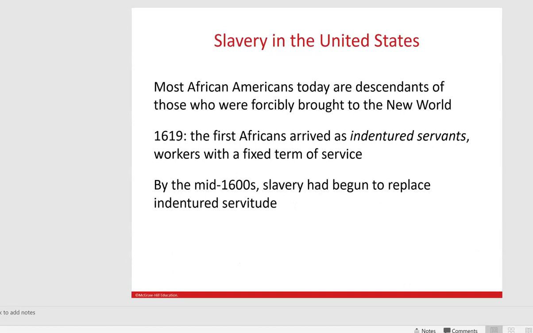Most African Americans are descendants of slaves. In 1619, the first Africans arrived as indentured servants, and these are workers who agreed to work for a certain period of time in return for their passage. By the mid-1600s, slavery had begun to replace the indentured servitude model.